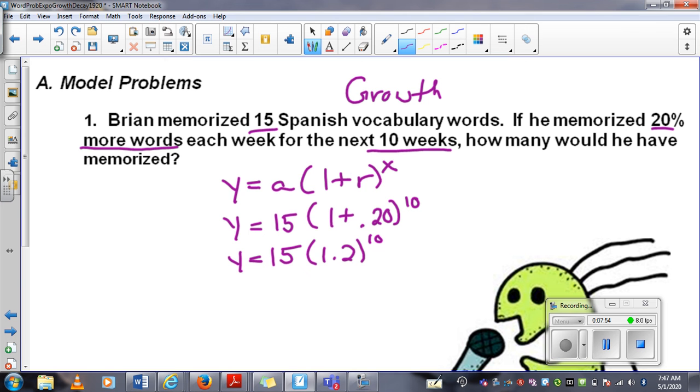Now we just have to punch that in our calculator. So I'm getting 92.876, which means how many words would he actually have memorized? Well, he wouldn't have that 93rd one memorized, would he? So we're going to say 92 words.